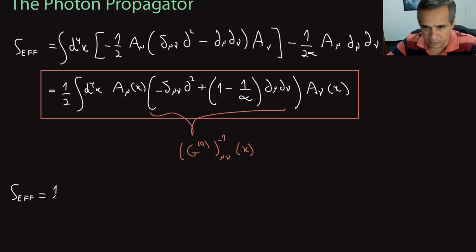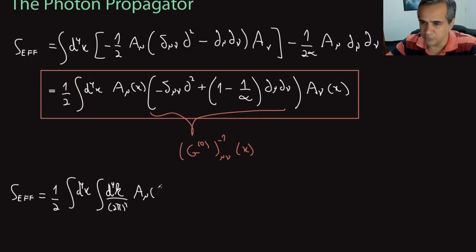So this will become half of d4x. This guy will become d4k over 2 pi to the 4th, times A mu of k, A mu tilde of k, but I'll not be carrying the tilde, exponential of i k x. Just copy the operator.